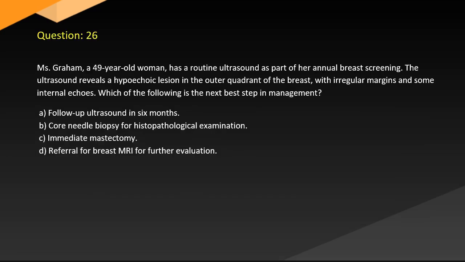Question 26. Ms. Graham, a 49-year-old woman, has a routine ultrasound as part of her annual breast screening. The ultrasound reveals a hypoechoic lesion in the outer quadrant of the breast with irregular margins and some internal echoes. Which of the following is the next best step in management? A. Follow-up ultrasound in 6 months. B. Core needle biopsy for histopathological examination. C. Immediate mastectomy. D. Referral for breast MRI for further evaluation.